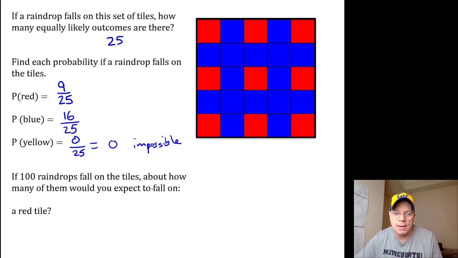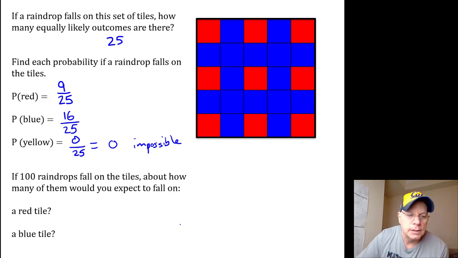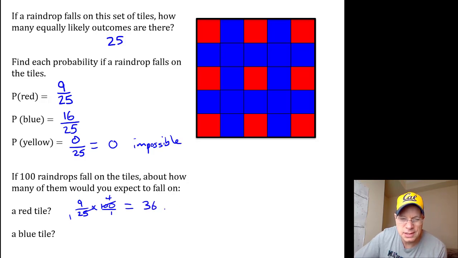If 100 raindrops land somewhere in this region, about how many of them would you expect to fall on a red tile, and about how many of them would you expect to fall on a blue tile? Pause and think about that. Since there's a 9/25 probability of landing on a red tile, I could multiply that probability by the number of raindrops and get, if I think of that as 100 over 1, this becomes 1 in 4. 36 is what I would expect.